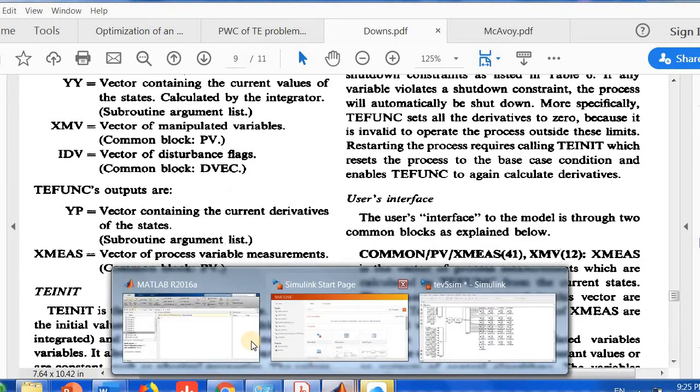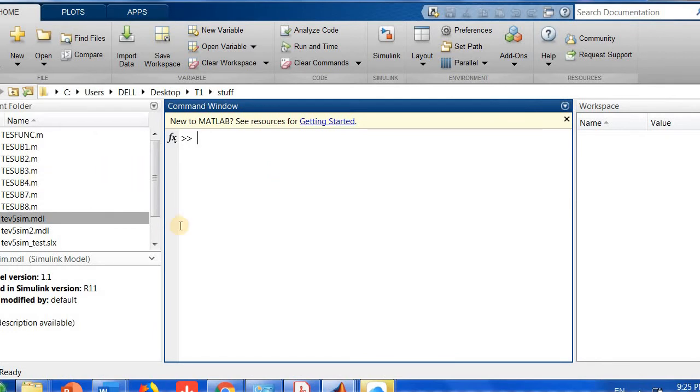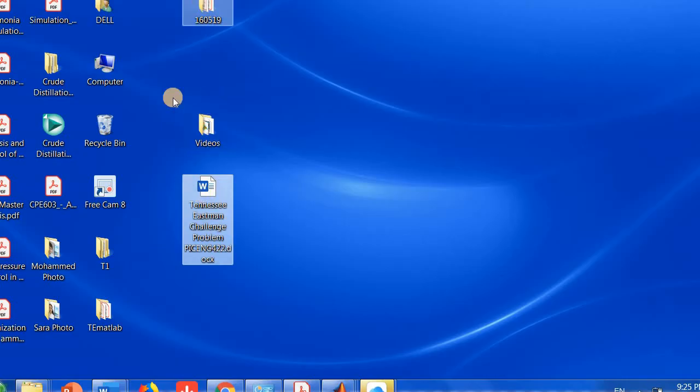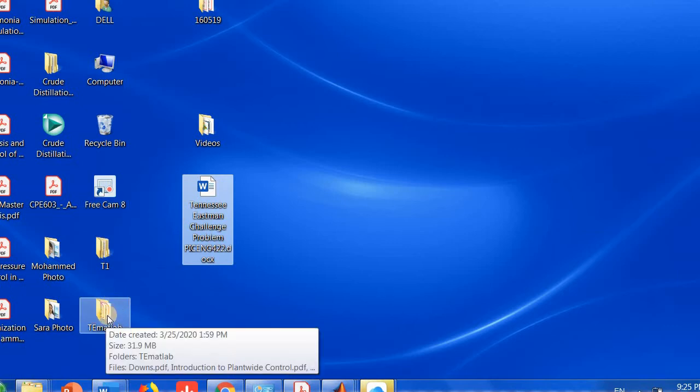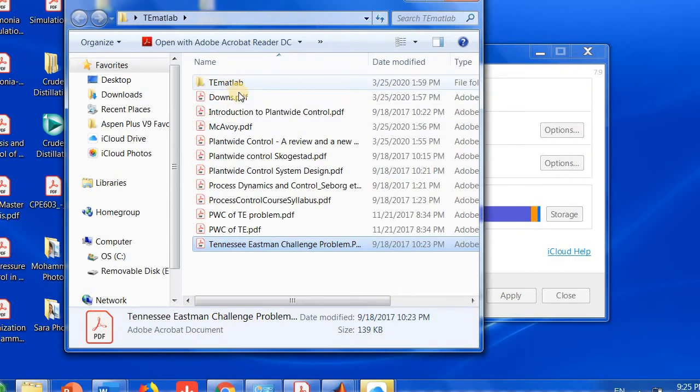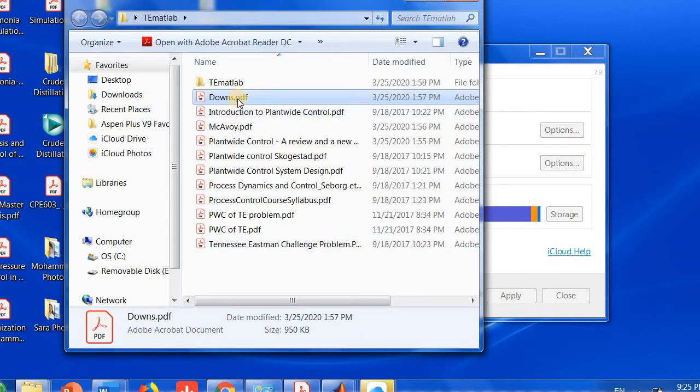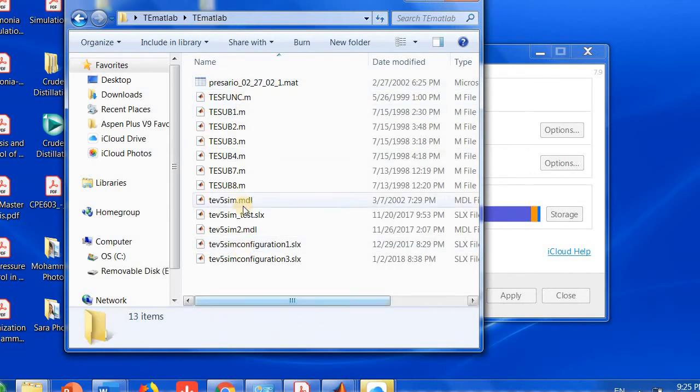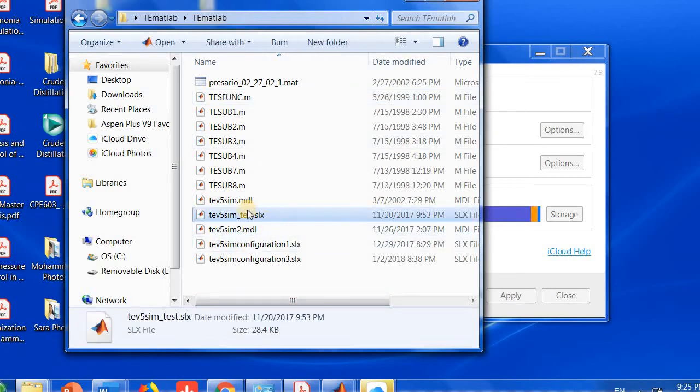So now what you need to do, we need to go and see the system. I will give you something called TE MATLAB. This is the file that you have. You will double click on that file, and you're going to see the papers, Downs, which is the most important paper for this project. You have McAvoy as well, and you have some other papers that you can rely on. Under TE MATLAB, you have all the files. This is the file that you're going to start with.